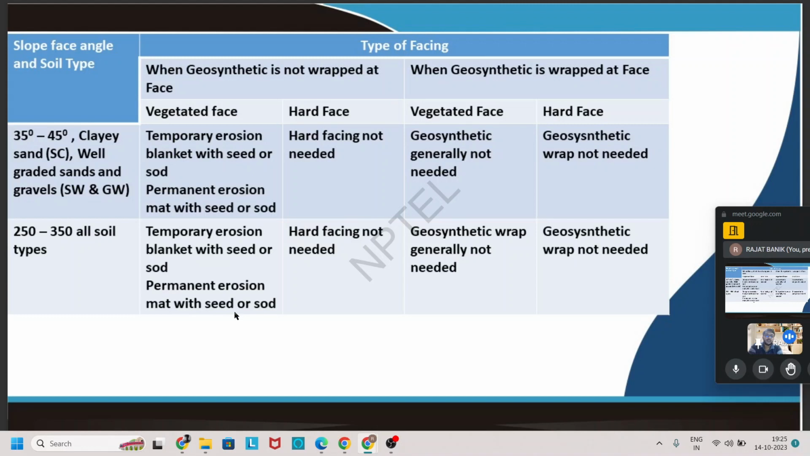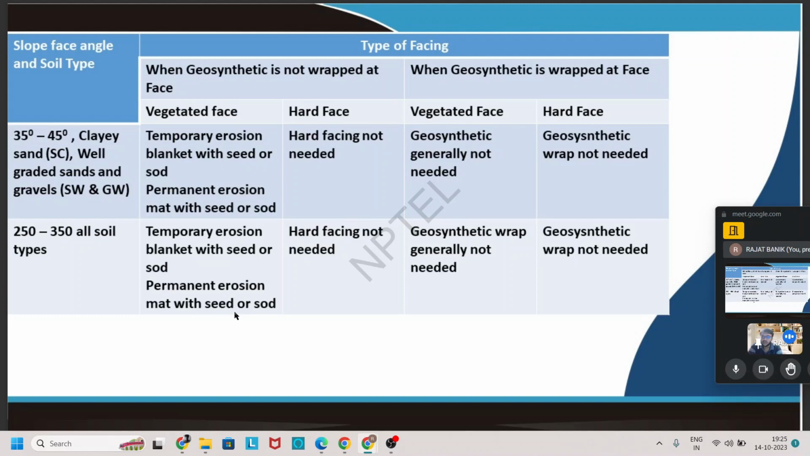Then when the geosynthetic is wrapped at phase, for vegetative phase, geosynthetic generally not needed. For hard phase, geosynthetic wrap not needed.